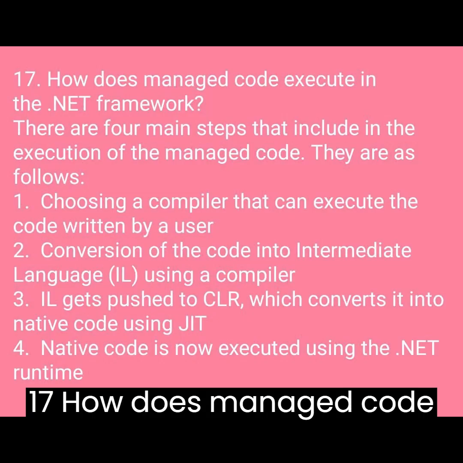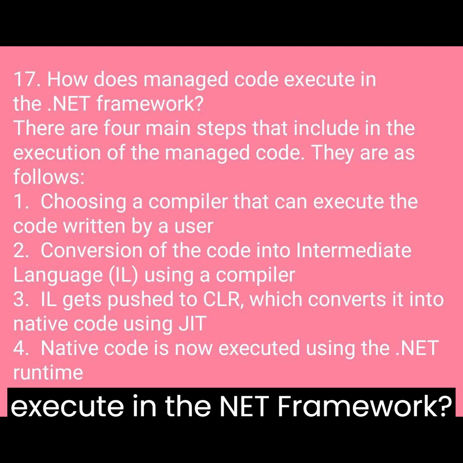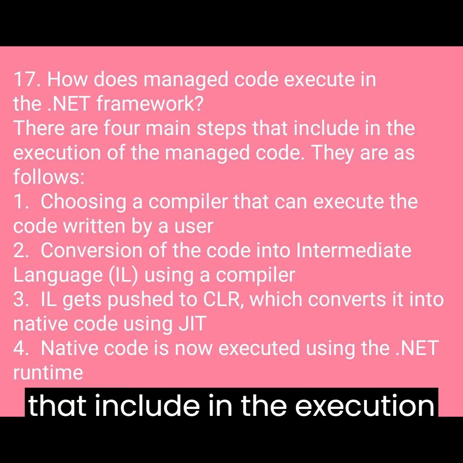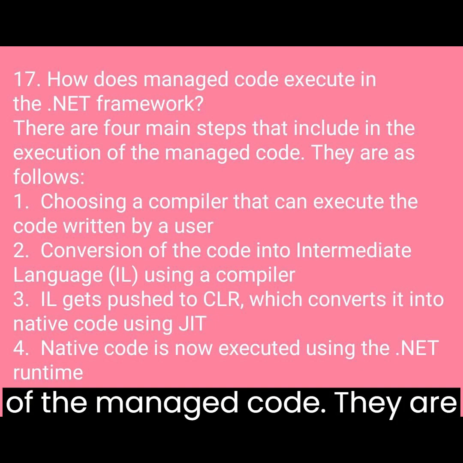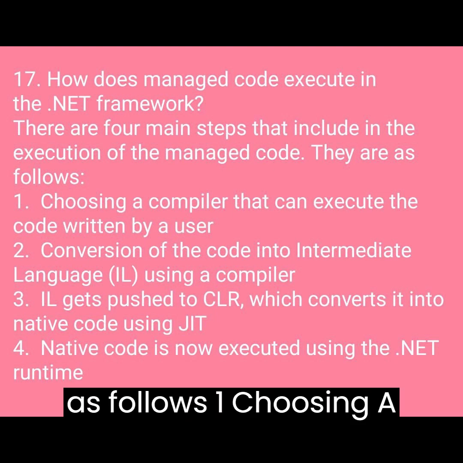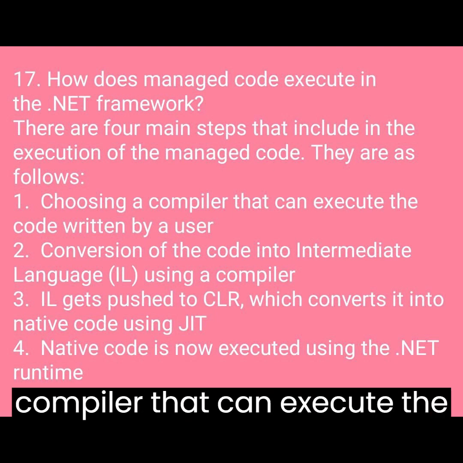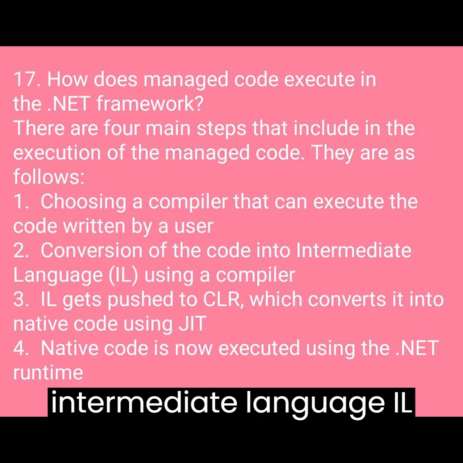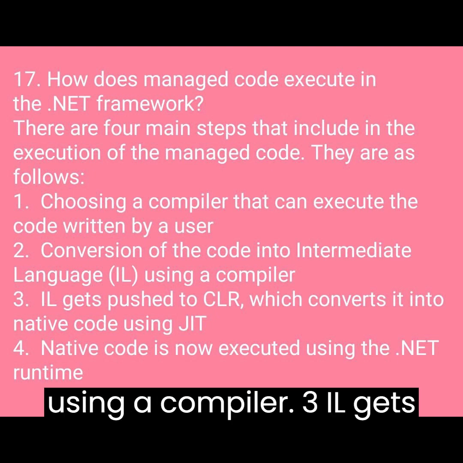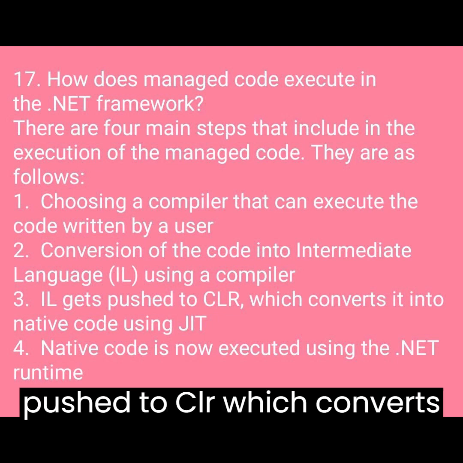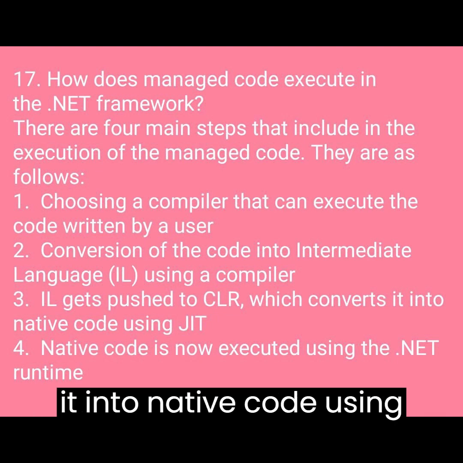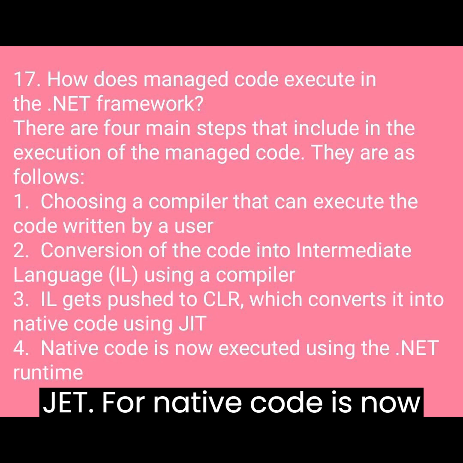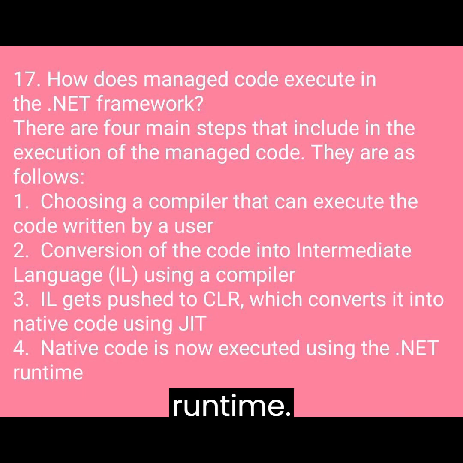17. How does managed code execute in the .NET framework? There are 4 main steps that are included in the execution of the managed code. They are as follows. 1. Choosing a compiler that can execute the code written by a user. 2. Conversion of the code into intermediate language, IL, using a compiler. 3. IL gets pushed to CLR, which converts it into native code using JIT. 4. Native code is now executed using the .NET runtime.